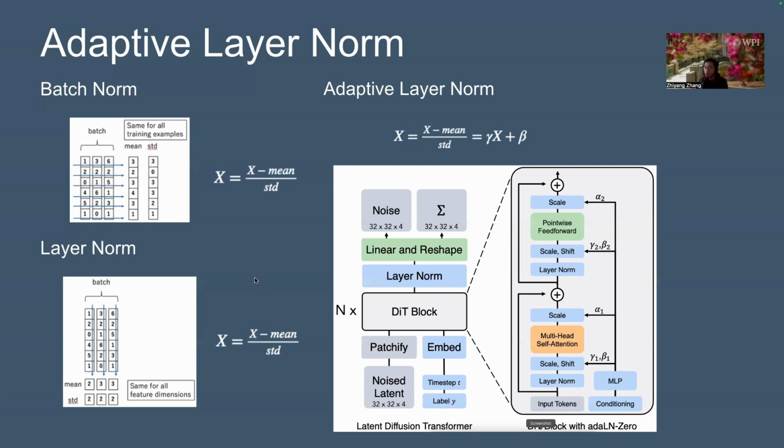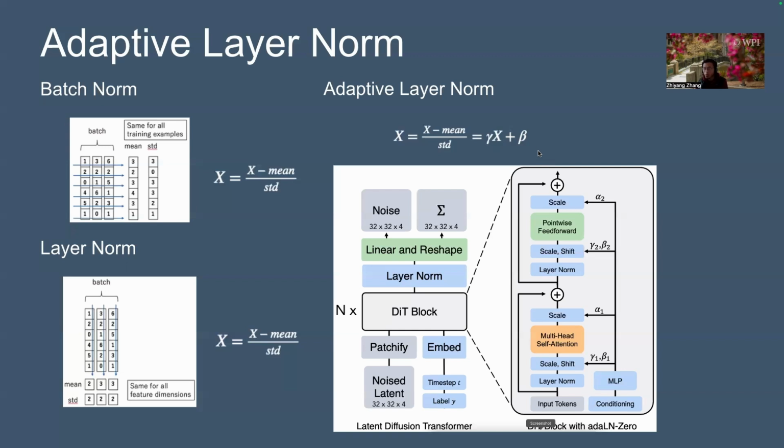Both normalizations can be considered as multiplying a scale coefficient gamma and adding a shift term beta. So adaptive norm tries to calculate gamma and beta with a neural network rather than calculate them with a pre-given formula.